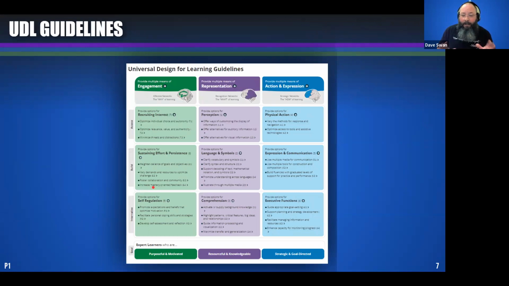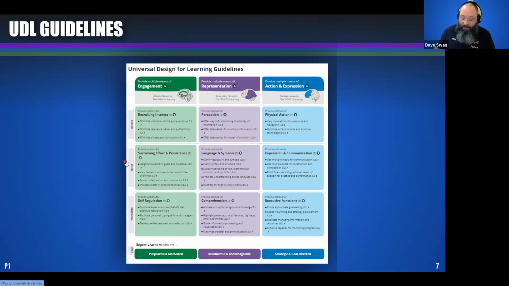Here's what you would see if you went to an organization called CAST. I don't remember what the acronym means, but they're kind of the portal for accessing Universal Design for Learning and the guidelines. If you click on this, or go to the guidelines, I'll provide access to that. You'll get access to this. You can look at all these checkpoints.